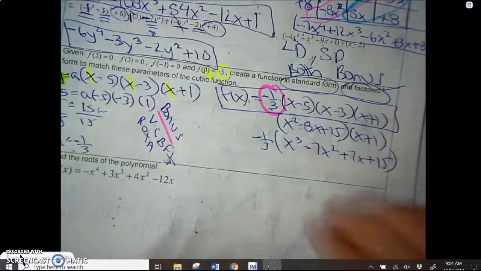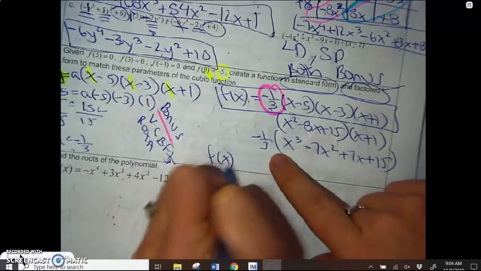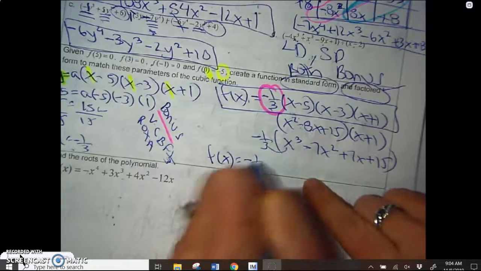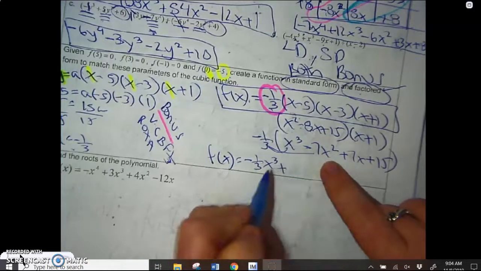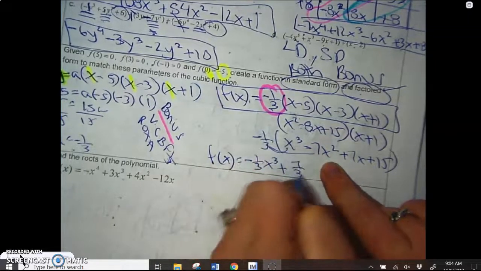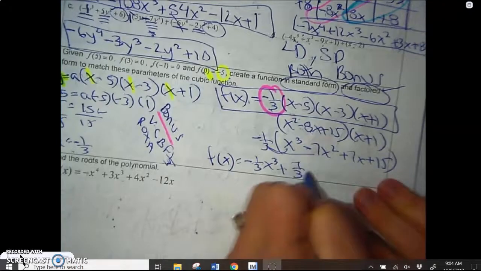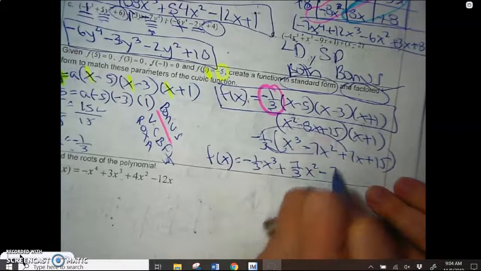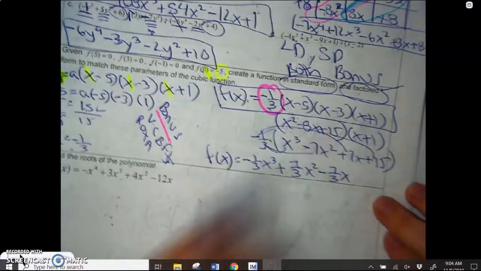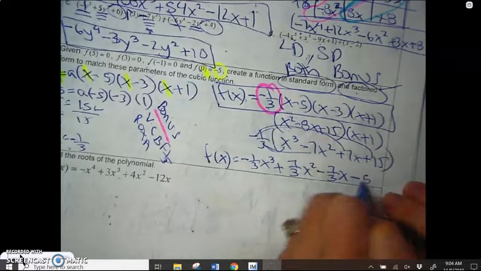Okay. And then my answer in standard form would be f of x equals negative 1/3 x cubed. A negative times a negative is a positive. 1/3 times 7 is 7/3. If you give me a decimal, you won't receive full credit. Negative 1/3 times 7 is negative 7/3 x, and 15 goes into 3 5 times.